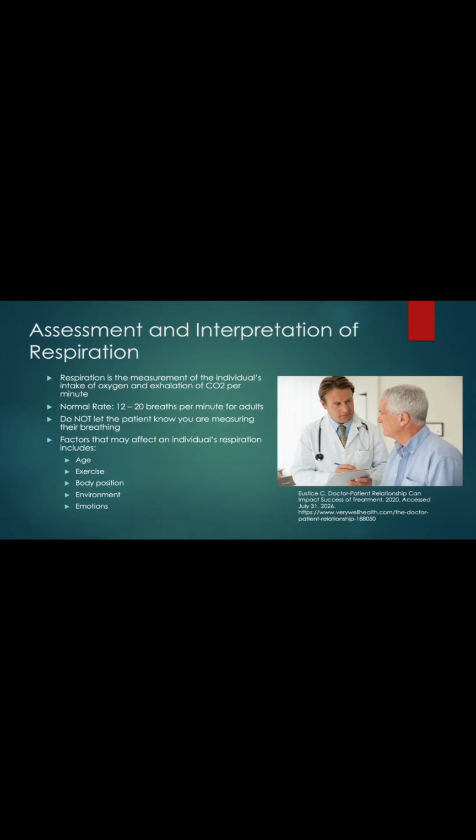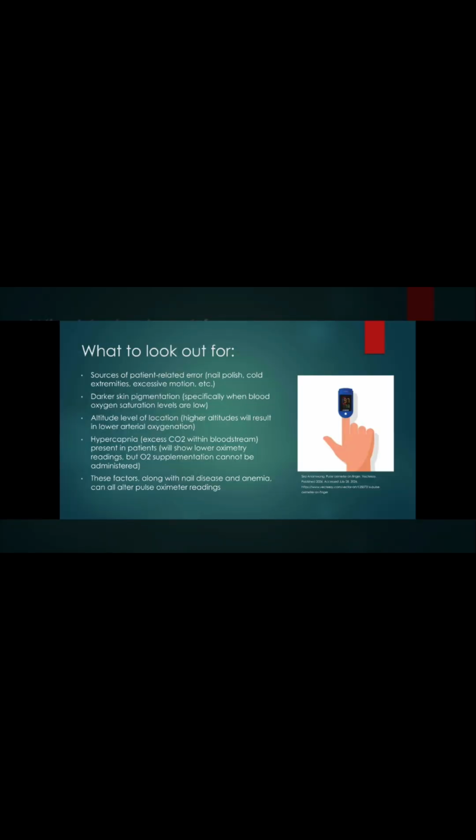Factors that may affect the individual's respiration rate include age, exercise, body position, environment, and emotions. When taking a person's pulse oximetry, there's many factors to consider and things to look out for. For instance, sources of patient-related error are not limited to, but include nail polish, cold extremities, or even excessive motion. All these factors can alter or skew the final reading or measurement that is seen on the pulse oximeter.